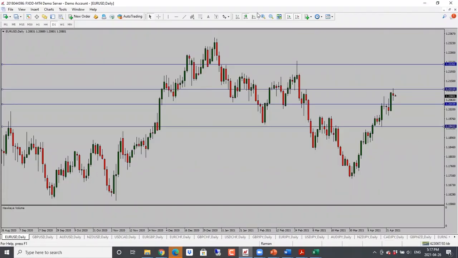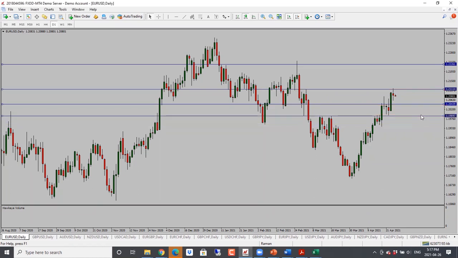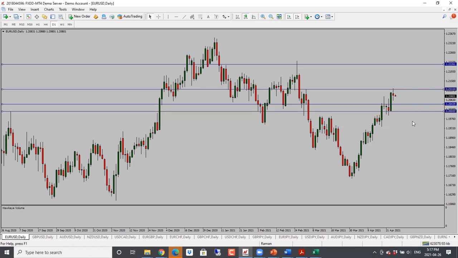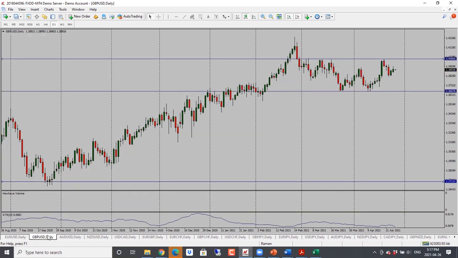We'll start off with euro dollar. Euro came right into resistance, and now it's struggling here. We have an indecision candle, so I'm looking for a drop back down towards 1.2050, and then potentially lower if it breaks through the support level here. It looks like we may see a bit of a dip. 1.2010 is the second target. So bearish bias here for euro dollar.